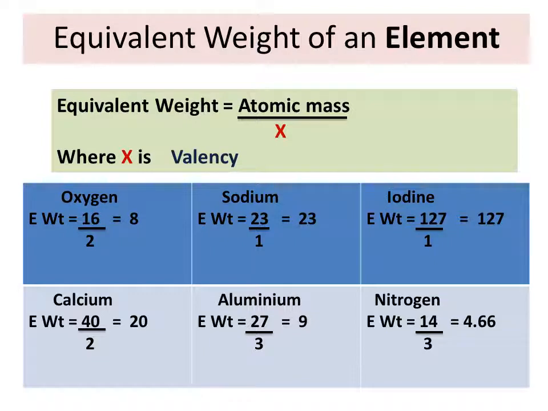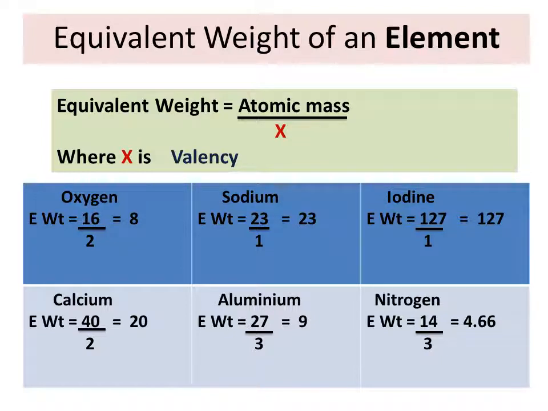In case of oxygen, what is the atomic mass of oxygen? It is 16. So 16 divided by the valency of oxygen. What is the valency of oxygen? Oxygen belongs to the 16th group, so it has valency of 2. So 16 divided by 2 comes out to be 8. So the equivalent weight of oxygen is 8.